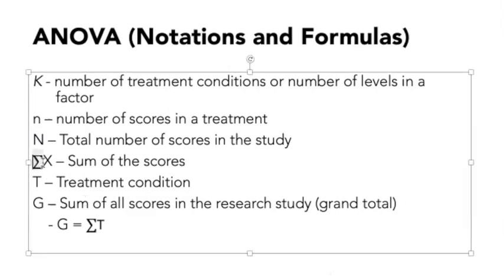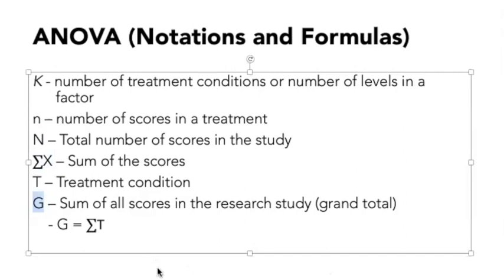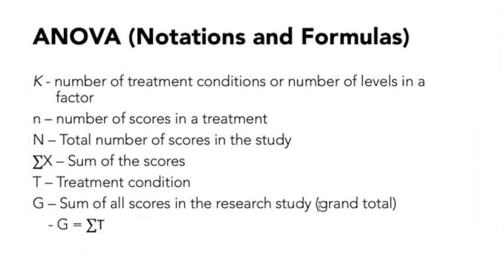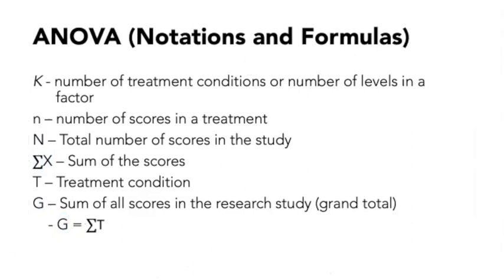Sigma X represents the sum of all the scores. T represents the treatment condition. And G represents the sum of all scores in the research study. We call it the grand total. So G is equal to sigma T. These are some of the basic notation and formulas that we would require.